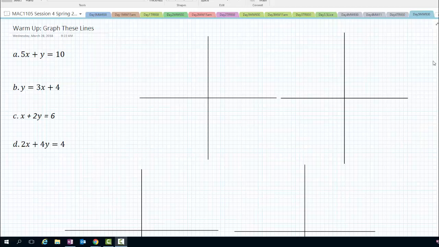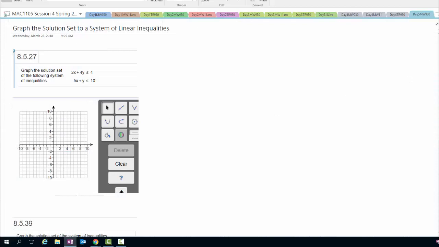Okay, so we're going to start. We would like to ultimately, this is our goal for today, to answer questions like this. Graph the solution set of the system of inequalities. Remember last time we talked about systems of equations. This time, systems of inequalities.